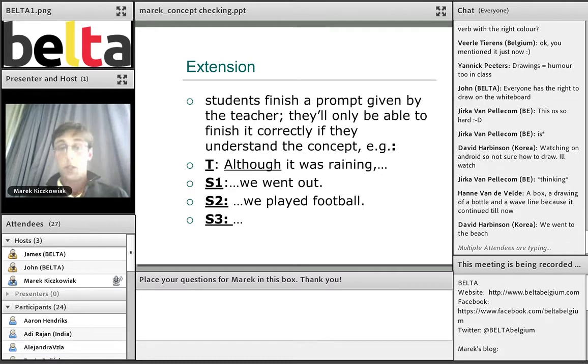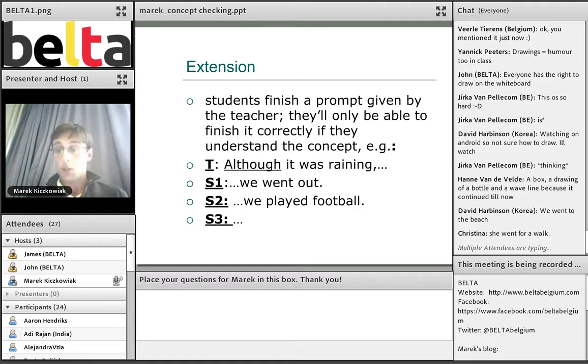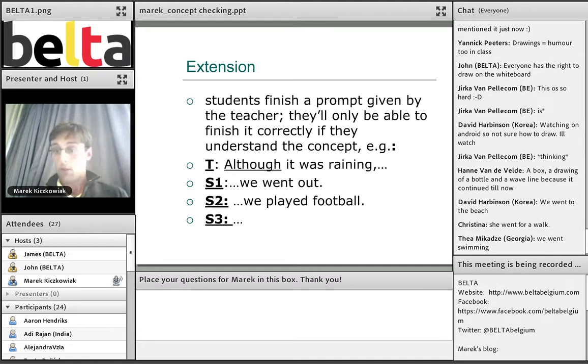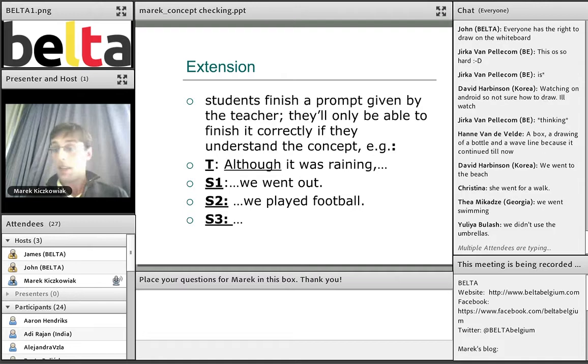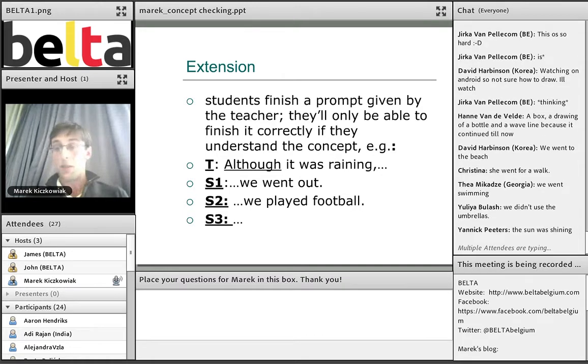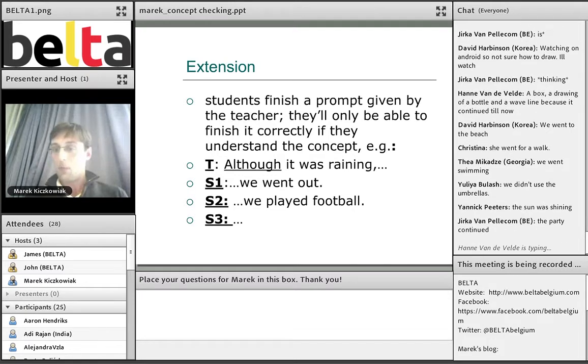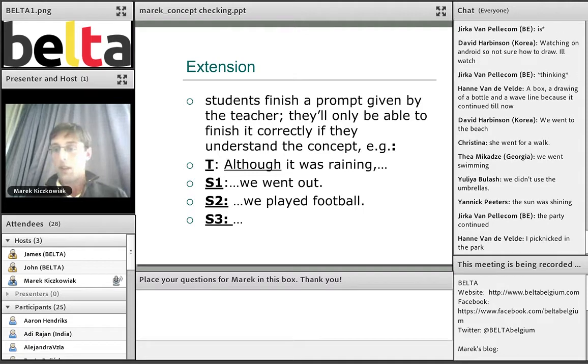We went to the beach, yeah. Bit unusual. We went for a walk, okay, yeah. We went swimming, yeah, perhaps it was raining so much that you went swimming outside. We didn't use the umbrellas, all right. The sun was shining, okay. The party continued. Was that Ben's party that continued? I picnicked in the park. All right, fantastic, yeah. These would be good answers from your students. They'll show you they understand what although means.